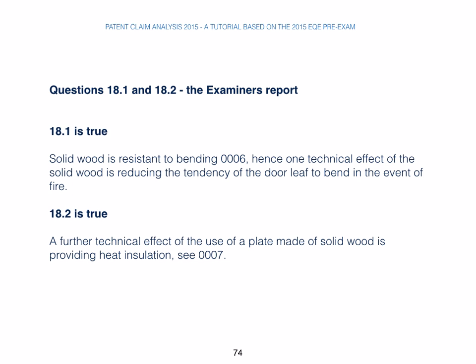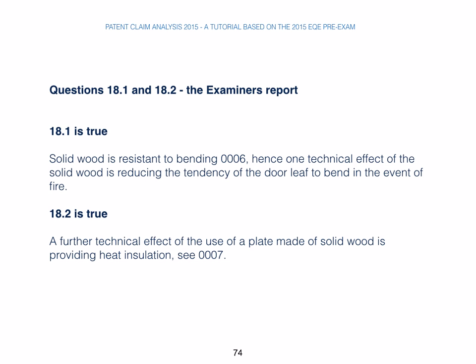18.1 is true. Solid wood is resistant to bending, paragraph 6. Hence, one technical effect of the solid wood is reducing the tendency of the door leaf to bend in the event of fire. 18.2 is true. A further technical effect of the plate made of solid wood is providing heat insulation. See paragraph 7. All should be clear and require no further explanation. Note that technical effects of claimed features are inevitably found in the counterpart explanation in the description.